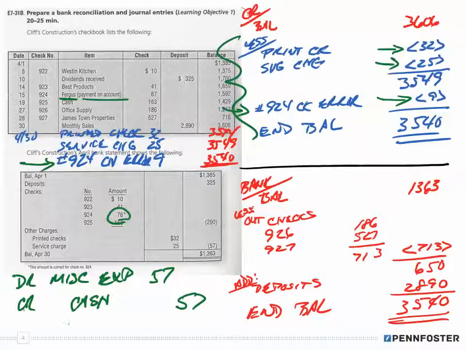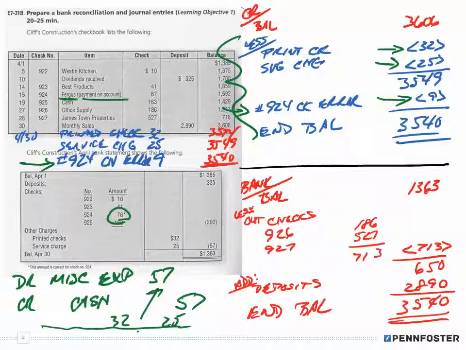And of course I'd write in the description here something like: to record printed checks of $32 plus service charge of $25 in preparation of the bank reconciliation for the month of April. That would be my description, so that I can see I had the 32 plus the 25, which gives me that total of 57.